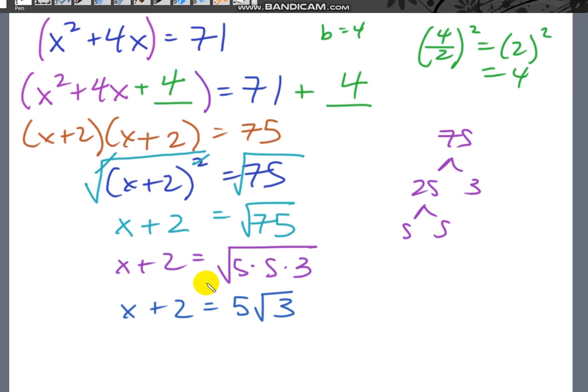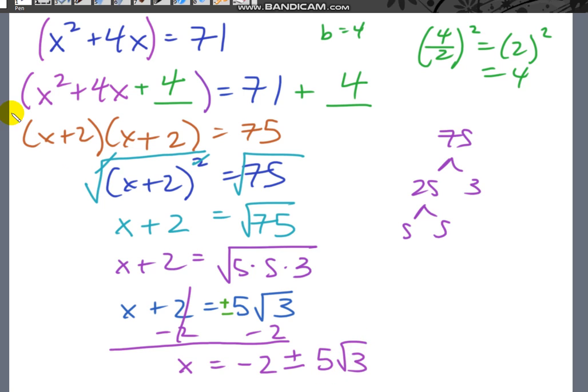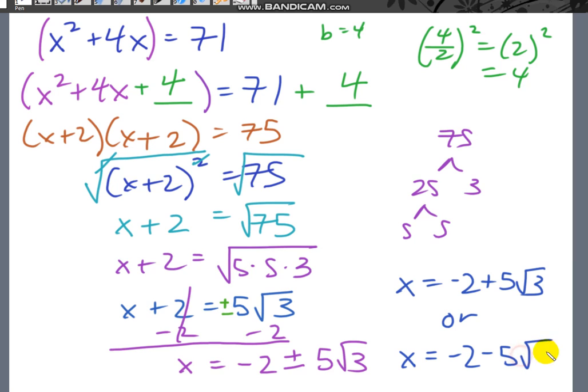Now again, as I mentioned earlier, since we took a square root, we need to consider both the positive and the negative solutions. Next, we want to solve for x. We subtract 2 from both sides. When you cannot combine these terms, they're not like terms. So x equals negative 2 plus or minus 5 square root of 3. In other words, x equals negative 2 plus 5 times the square root of 3, or x equals negative 2 minus 5 times the square root of 3.